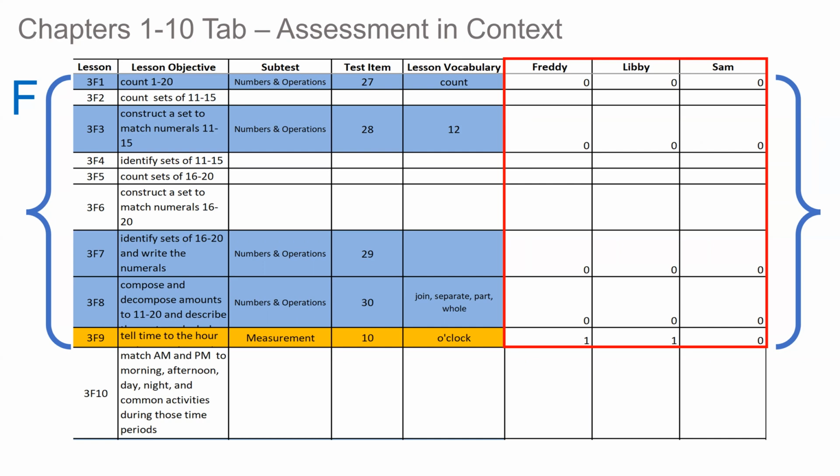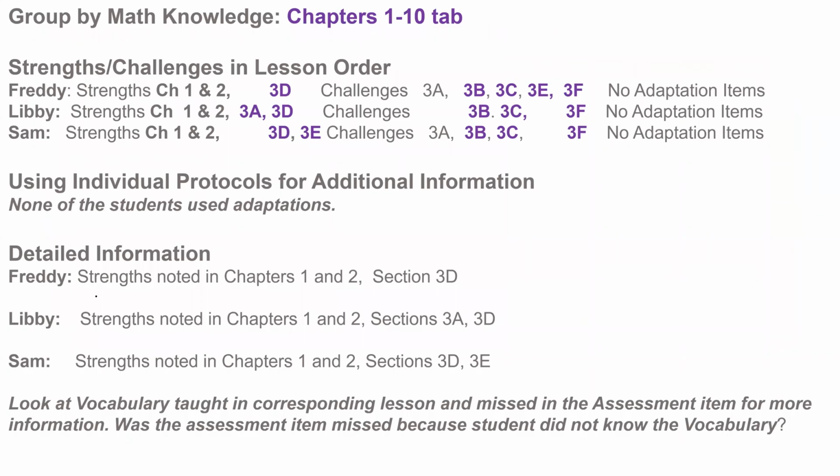So in looking at what the students have in common, where their strengths and challenges lie, I'm seeing a common thread of what's happening in numbers and operations throughout chapter 3. So let's take a closer look at that. I wrote out the kinds of things I observed as I looked at and compared scores within chapter 3 for my students of Freddie, Libby, and Sam.